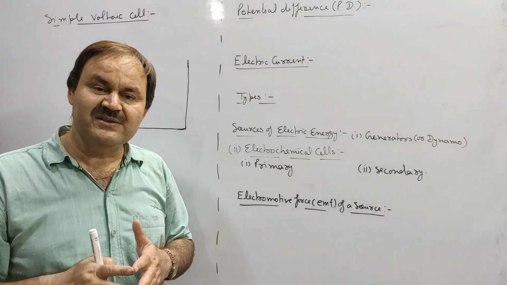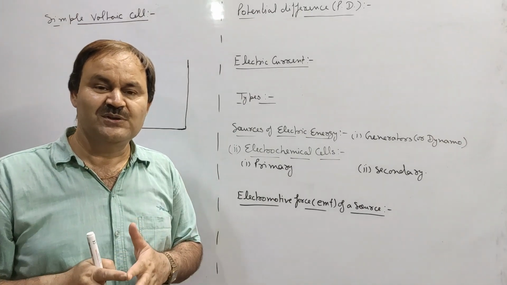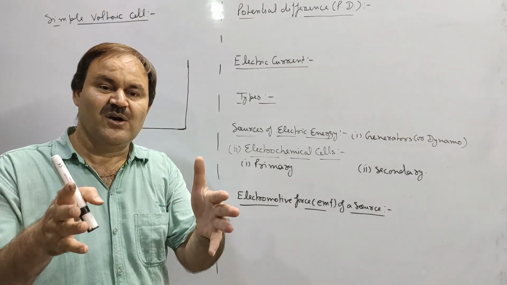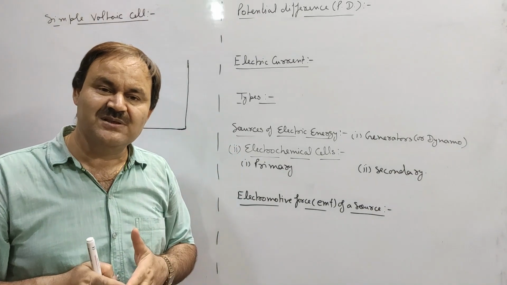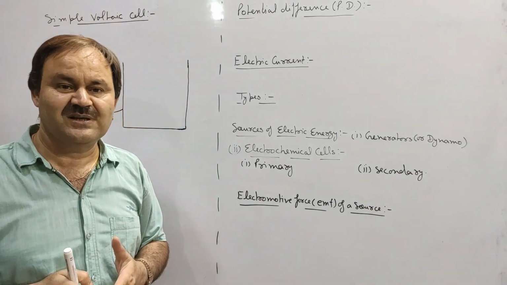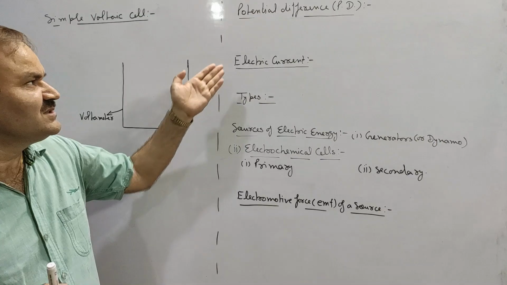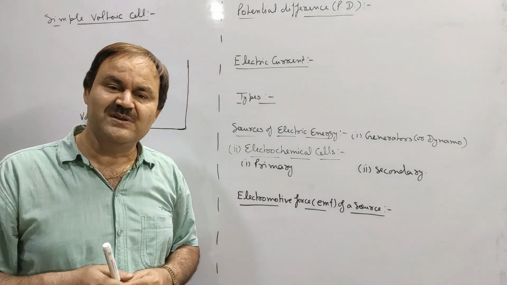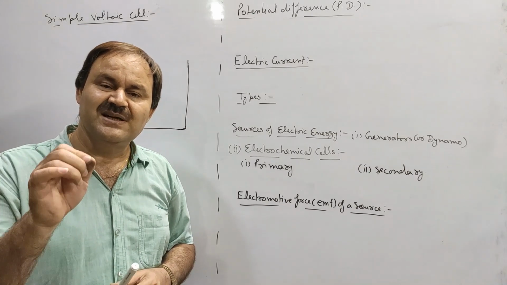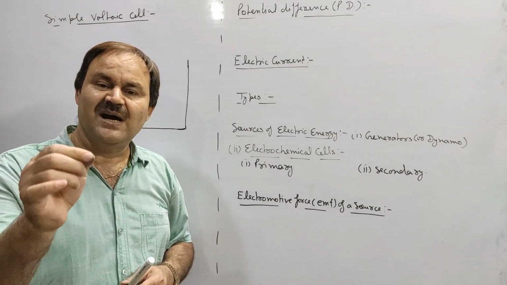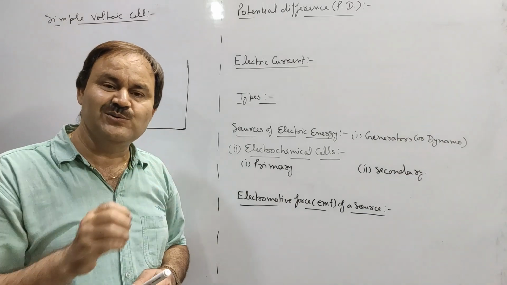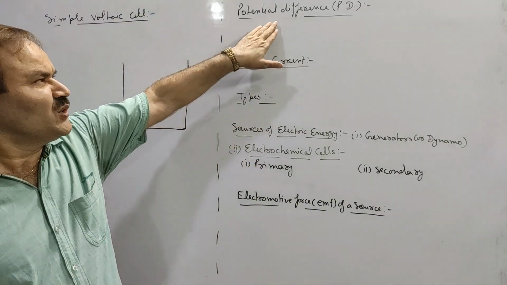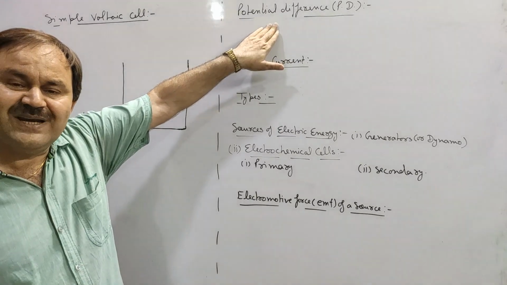So be ready with your pen and notebook to pen down the important points or to make notes for your future revisions. So first, potential difference. In our previous videos we have learnt about the potential difference. It is the work done in taking a unit charge from one point to another within an electric field. And potential difference is the cause of electric current.